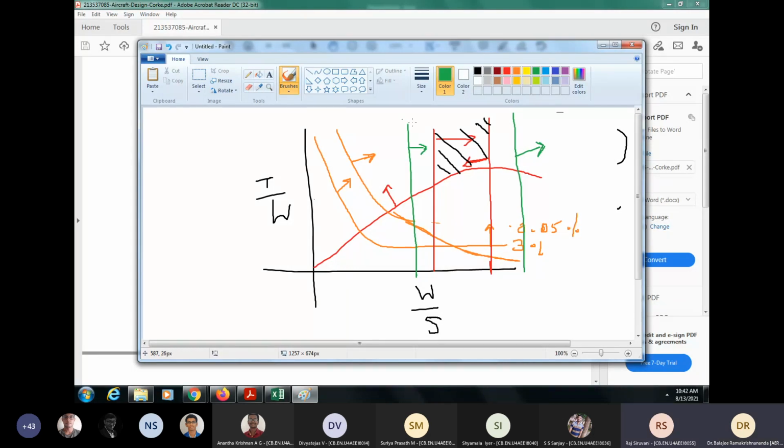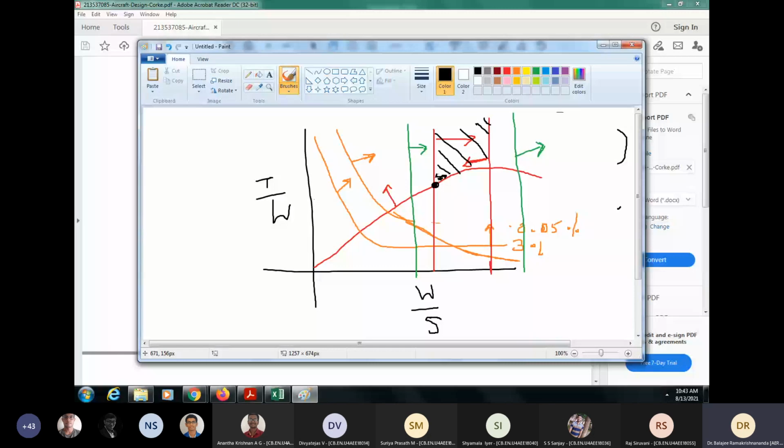Finally, from this you have to choose the wing loading. Out of this, I am choosing one which will have the smallest T by W, because I spend less power on the engine. Ideally, this should be my wing loading, but I'm taking some range, from here to here. Take this as a wing loading, or somewhere here in the feasible region, very near this point. The lowest possible T by W.